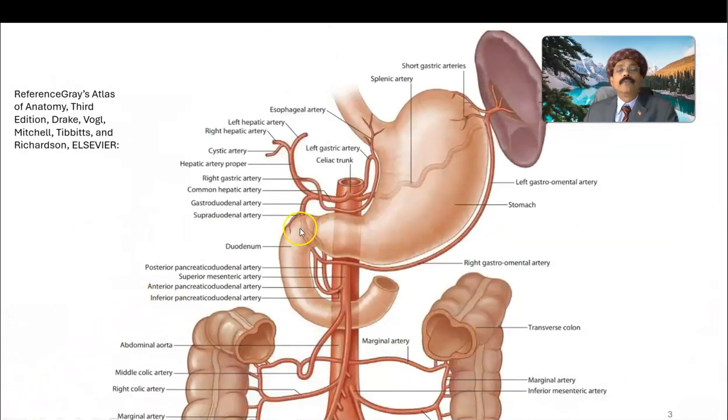Okay. So if you look at the arteries, this is the duodenum. We have the superior pancreaticoduodenal artery, anterior and posterior branches. It is a branch of the gastroduodenal artery, which is a branch of the common hepatic artery. Here, this is the superior mesenteric artery. This is the inferior pancreaticoduodenal artery. It has anterior and posterior branches.